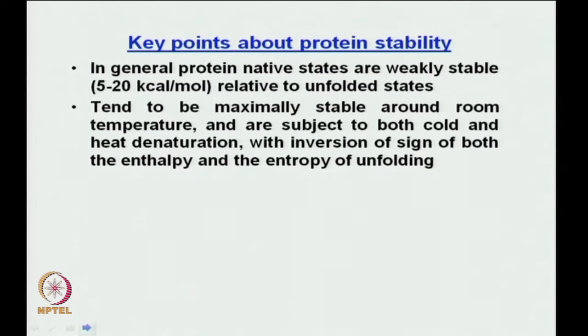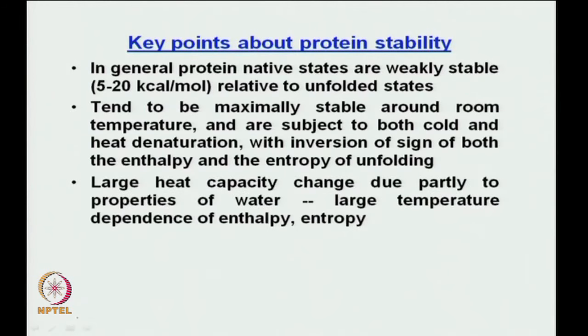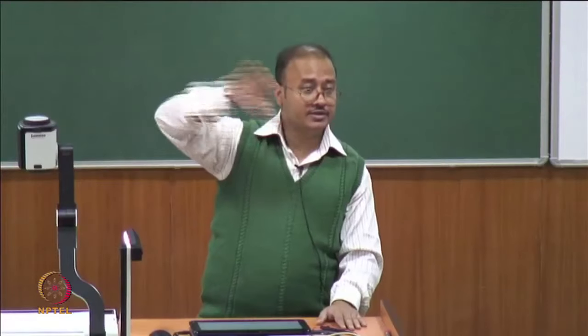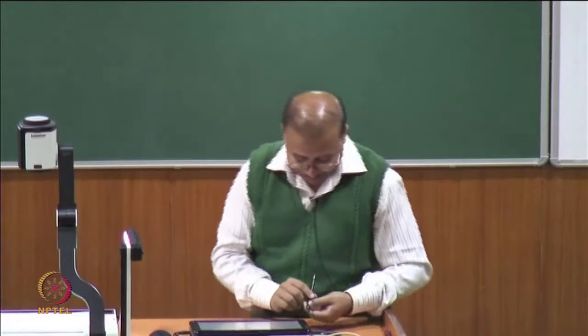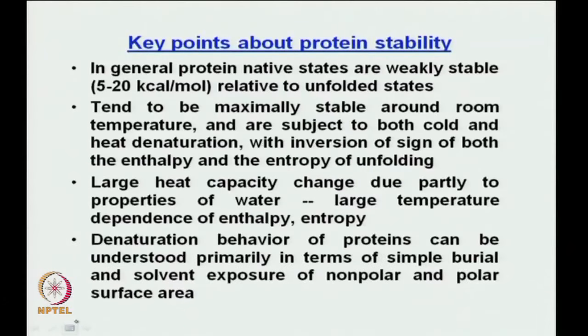Then the next is this: we have seen they tend to be maximally stable around room temperature, and they are subject to both cold and heat denaturation with the respective signs getting inverted. We have not talked about cold denaturation that much in detail. Then one of the issues we have repeatedly talked about is the large heat capacity change, which is partly due to the properties of water, large temperature dependence of enthalpy and entropy. Remember the slopes of delta H and T delta S, those slopes were very steep coming from delta Cp.